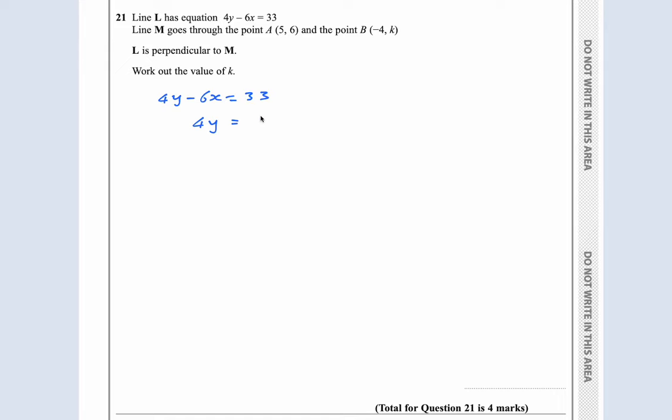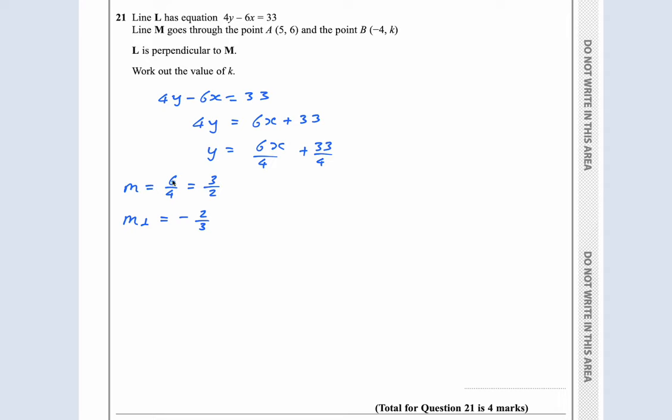So I have 4y equals 6x plus 33. So I add the 6x. And then y equals, I'm going to divide by 4. 6x over 4 plus 33 over 4. So m, the gradient, is equal to 6 over 4 because it's mx plus c. So it's 6 over 4 or 3 over 2 simplified. Which means the perpendicular gradient, and note, guys, my m is nothing to do with the capital M. It's just m for gradient. So if you know the gradient is 3 over 2, you know the perpendicular gradient is minus 2 over 3. You flip it and change the sign.